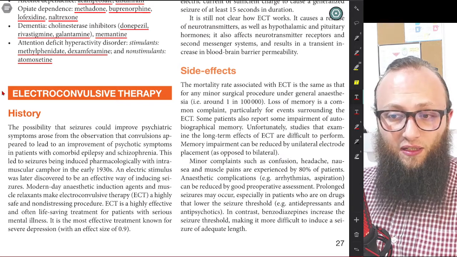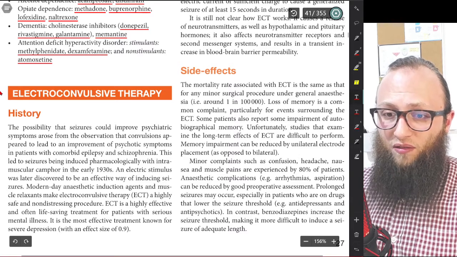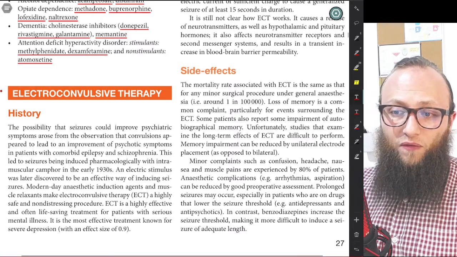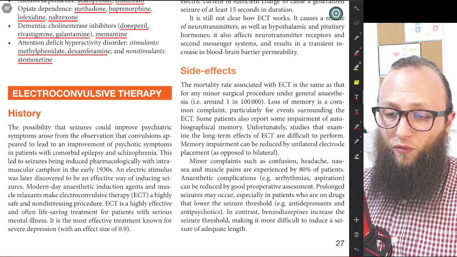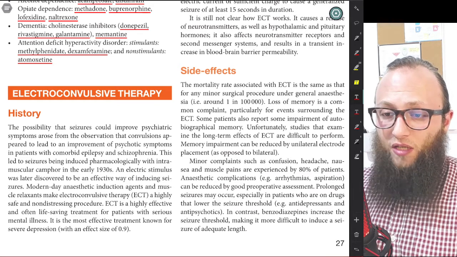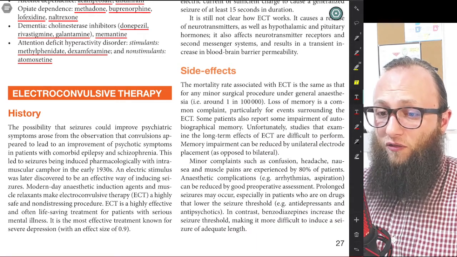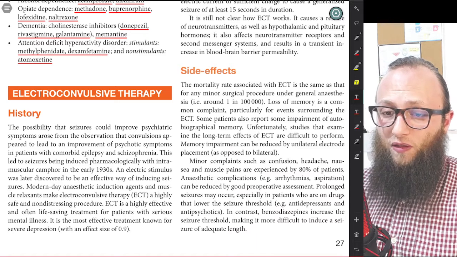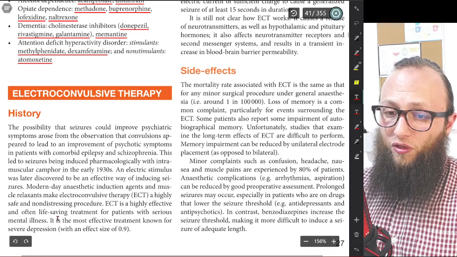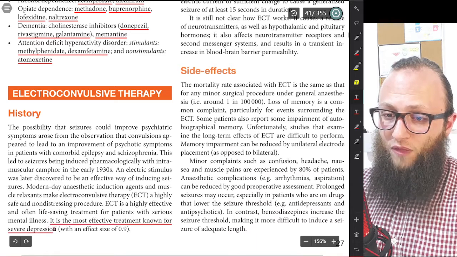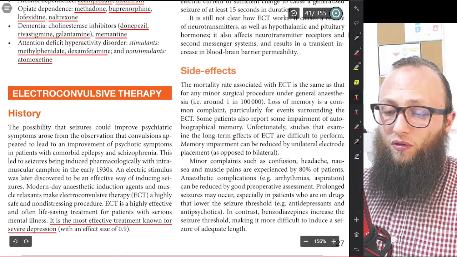Modern-day anesthetic induction agents and muscle relaxants make electroconvulsive therapy a highly safe and non-distressing procedure. ECT is a highly effective and often life-saving treatment for patients with serious mental illnesses. It is the most effective treatment known for severe depression, with an effect size of 0.9.